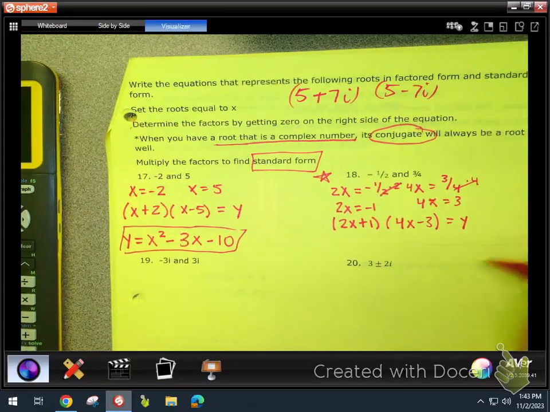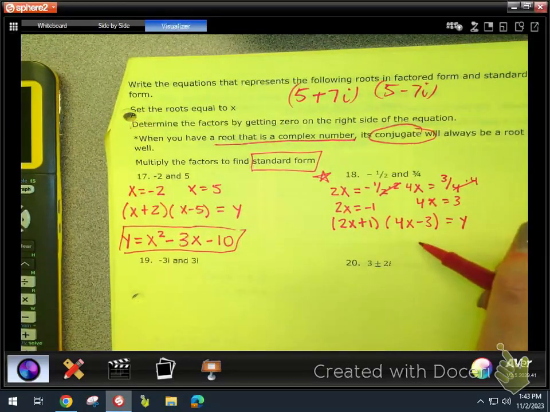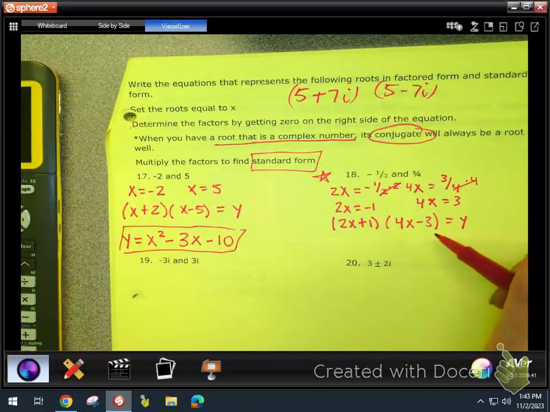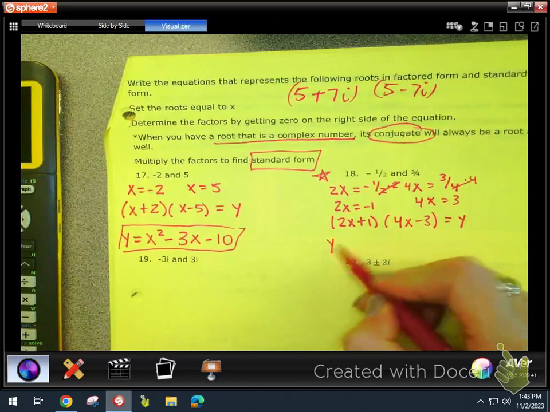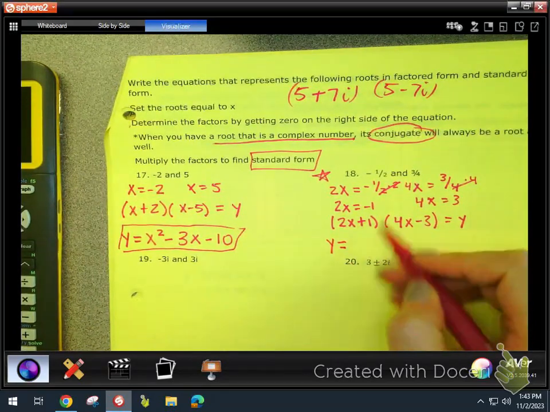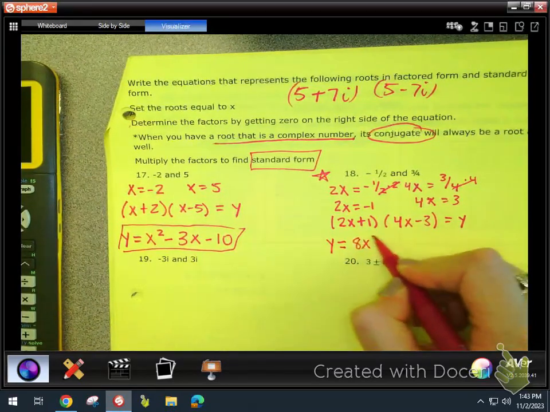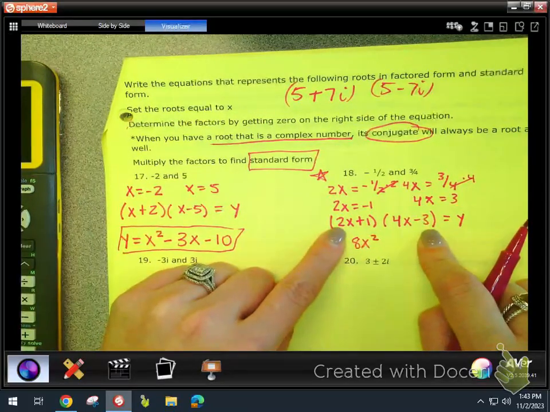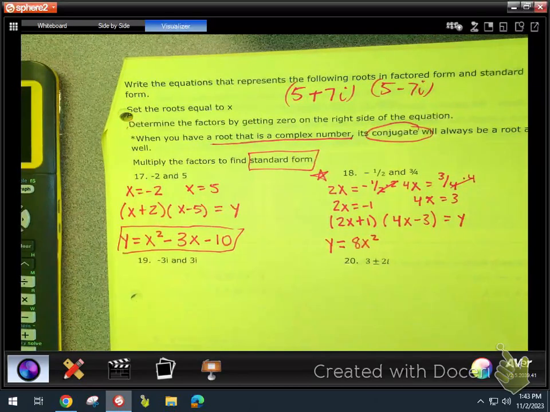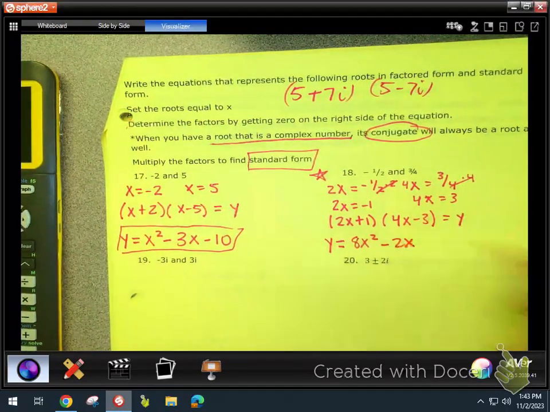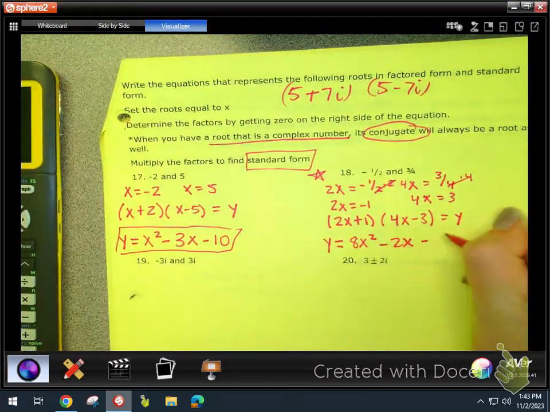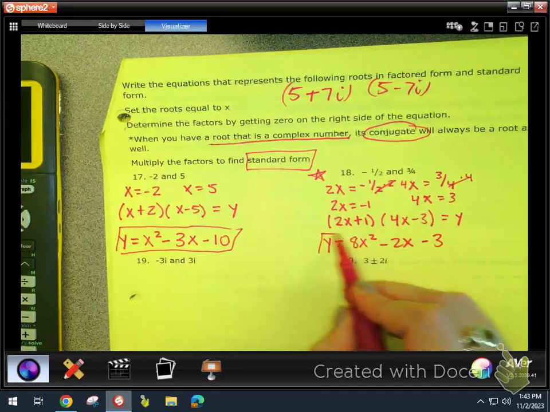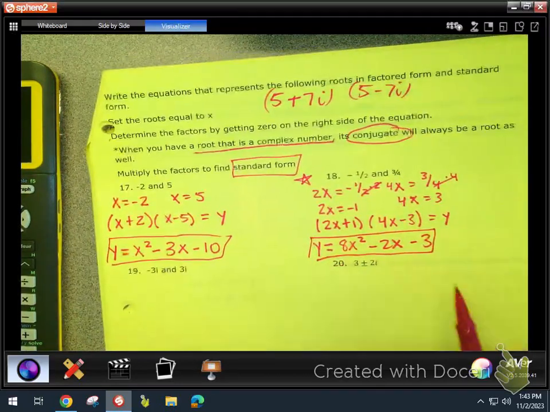So just don't leave a fraction in there. I will count off for that. We want it to kind of be turned back around into that factor. And then we multiply it out. I'm going to put y in the front. 2x times 4x is, okay, so then we have negative 6x plus 4x. What's that? Negative 2x. And then we have 1 times negative 3. And there's our standard form.